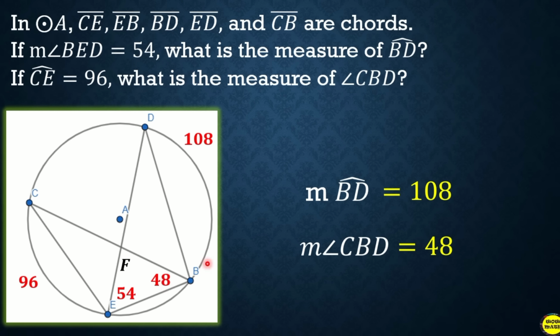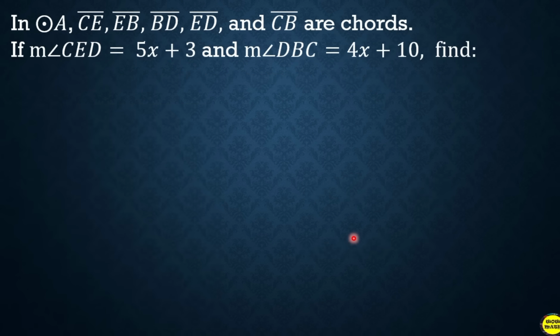Pero class, pwedeng hindi nyo pa makuha. Ang gawin nyo lang class, kunin nyo tong angle na to para makuha nyo to. Tama? And then kapag nakuha nyo to, makukuha nyo tong ito. Kasi 360 minus, add nyo lang tong tatlo. Add nyo yung tatlo, minus sa 360. Kapag nakuha nyo to, makukuha nyo na ito. At kalahati yan ng sukat nito. And that is 48.